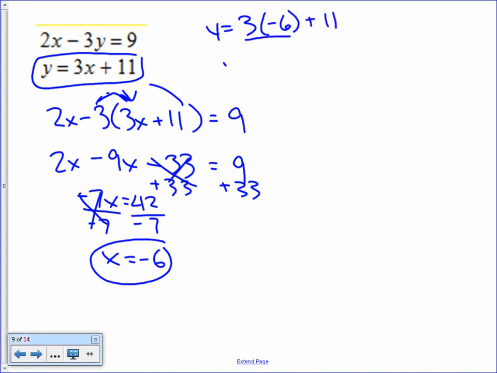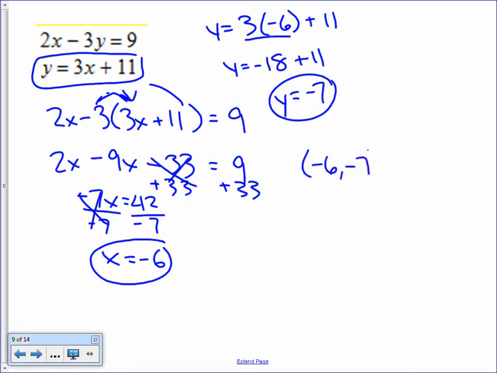3 times a negative 6 gives me a negative 18 plus 11. And negative 18 plus an 11, that's going to give me, let's see... negative 7. Not sure why it took me so long to figure out. Okay, so there is my answer. Negative 6, negative 7.